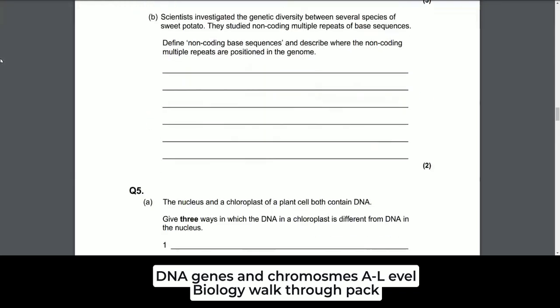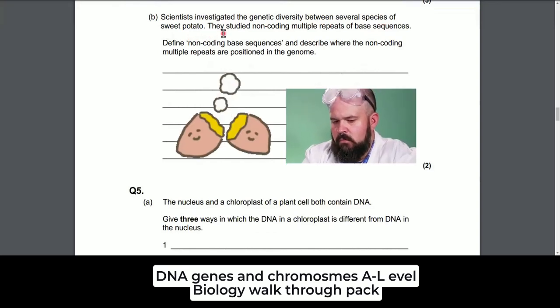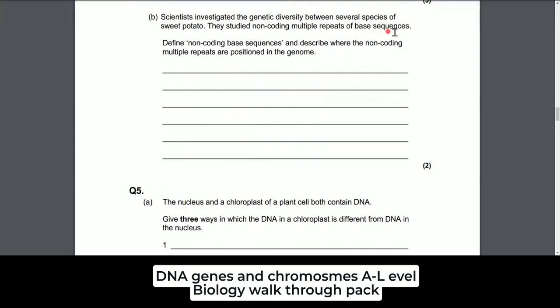Now, scientists investigated the genetic diversity between several species of sweet potato. Why? Well, they've got nothing better to do. They studied non-coding multiple repeats of base sequences. Define non-coding base sequences, and describe where non-coding multiple repeats are positioned in the genome. So these non-coding repeats are known as introns. Basically, you're looking at bases or DNA that does not code for amino acids. You could say polypeptides. So DNA that ultimately does not code for a polypeptide, or for amino acids, same kind of thing.